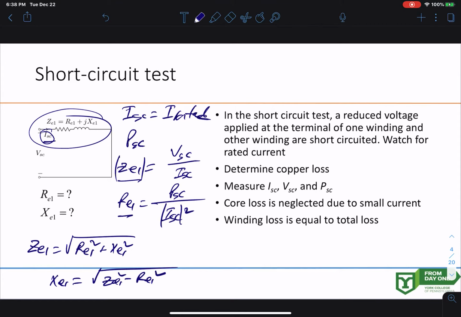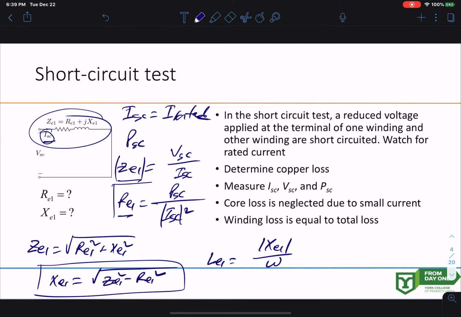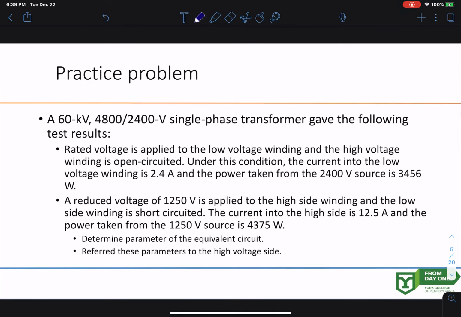So once you find XE1, you can also find LE1, which would be the magnitude of XE1 over omega, right? So that's how you get the parameters for the winding. These two parameters here are for the winding. Again, for the winding parameters, we use the short circuit test. For the short circuit test, we're looking for rated current, not the rated voltage. We're going to do this problem in the class.